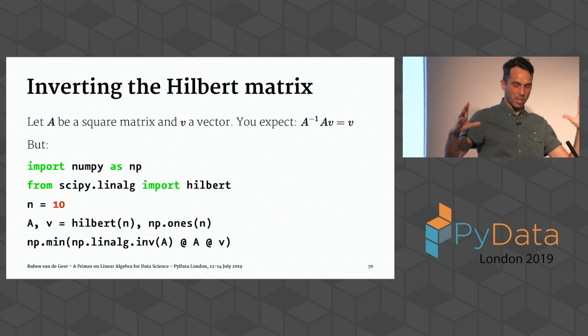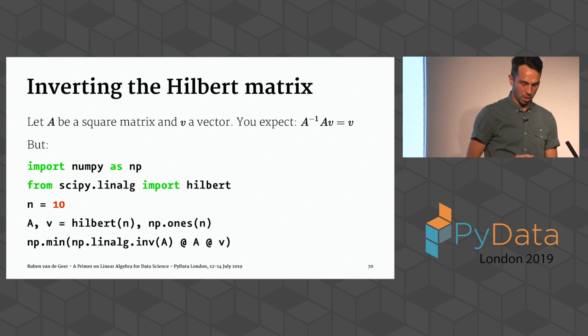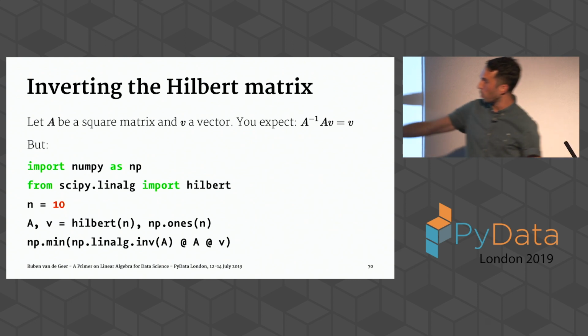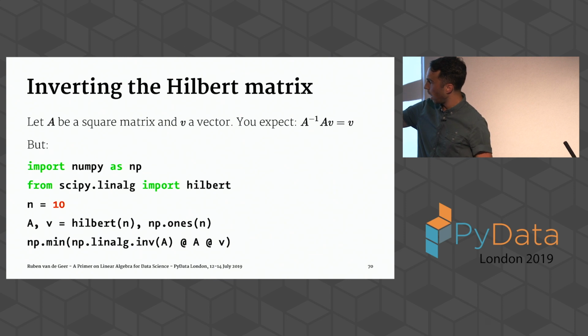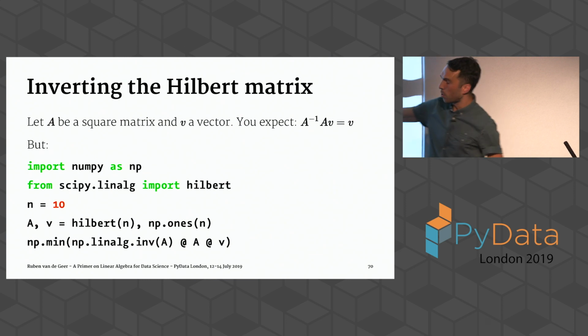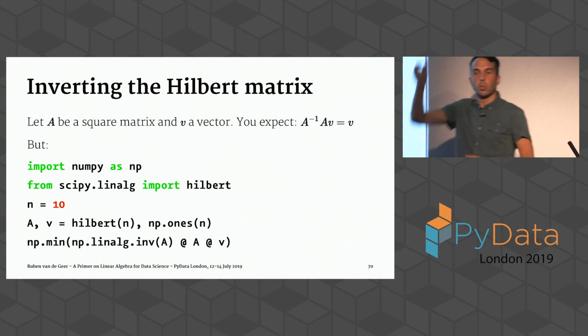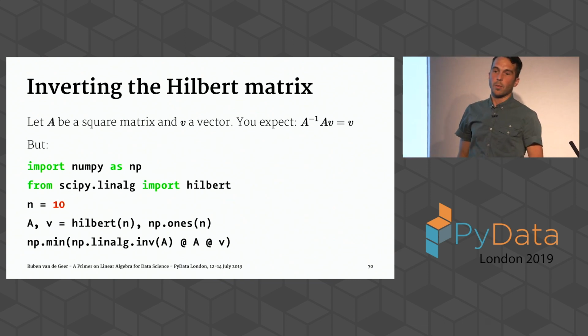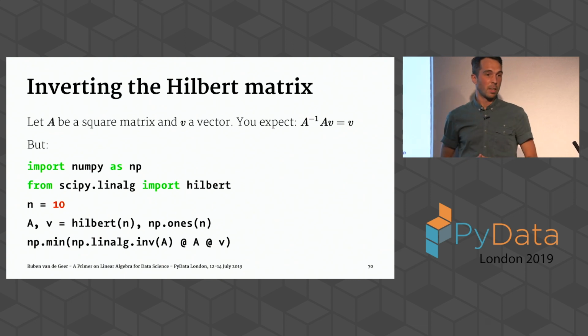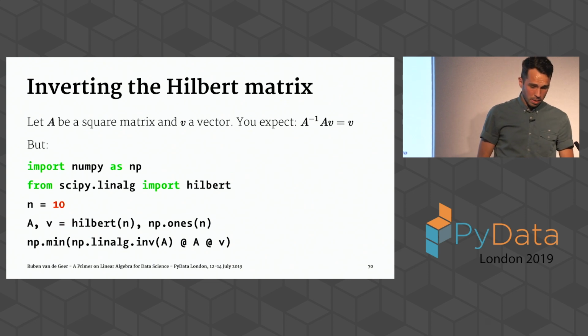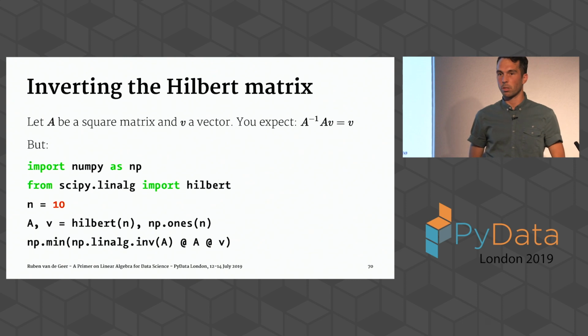If you do this for a 10 by 10 matrix, you make the Hilbert matrix using SciPy linalg. What you expect is that if you multiply the inverse of A by A times V, and V is just a vector of ones, you get back a vector of ones. Well, try it at home. You don't get back a vector with ones. There are already large deviations. I think I print the minimum here. It's like 0.99 or so, so you already have a huge deviation from 1.